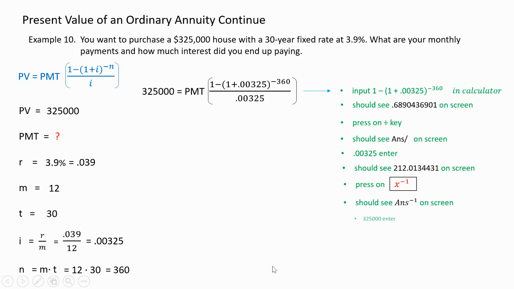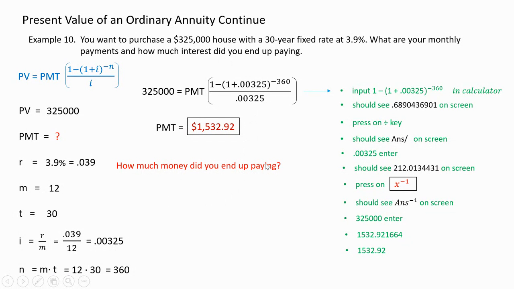So this is what you see on your screen. Now we enter the 325,000. So this is what we get: 1,532.921664, rounded to the nearest penny, $1,532.92. So those are the monthly payments. And I believe that is not that much. So a person making good money can actually afford a house with the given conditions.